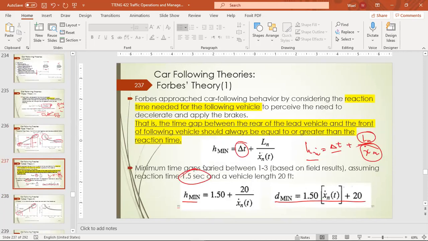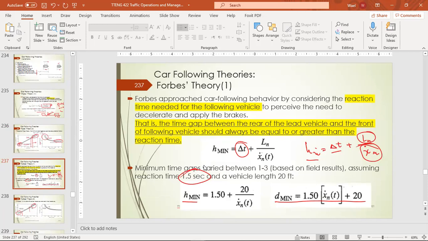So you can see it here also. So that led to another concept, which is basically by Forbes. And Forbes' concept was based on delta T, okay, which is the reaction time, plus the vehicle length divided by the speed of the lead vehicle. So that was the minimum headway.